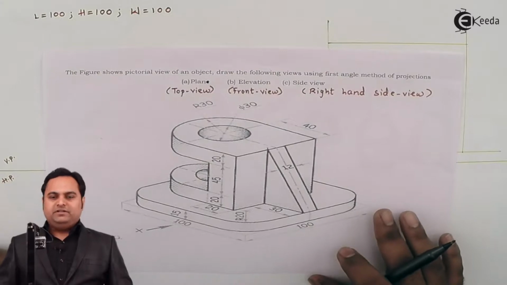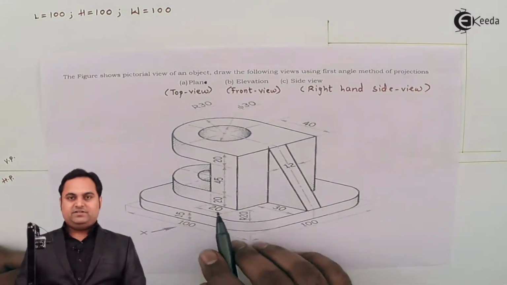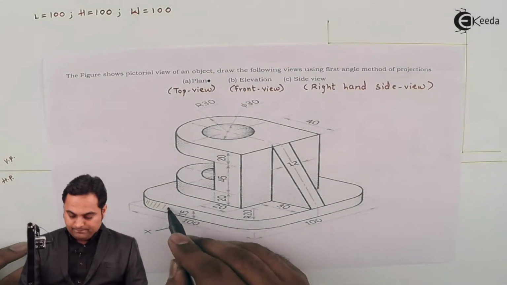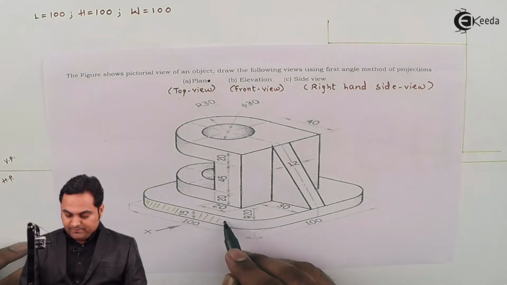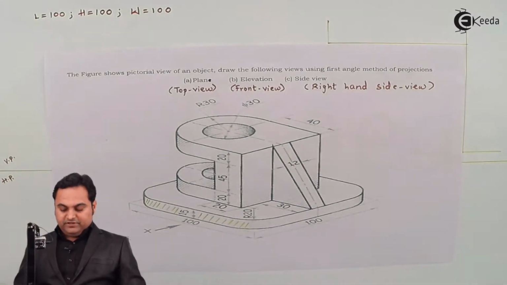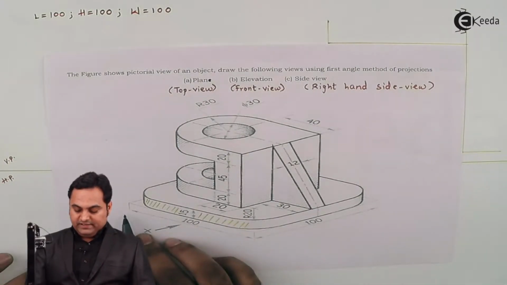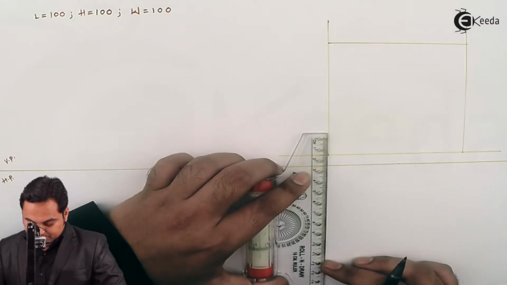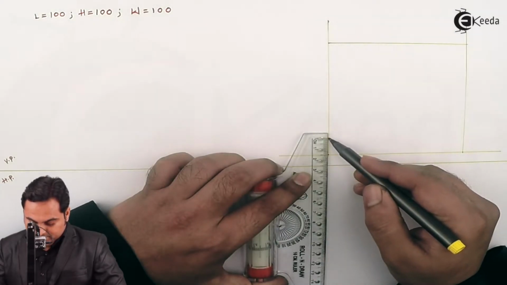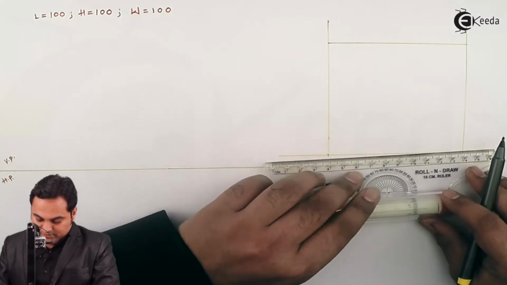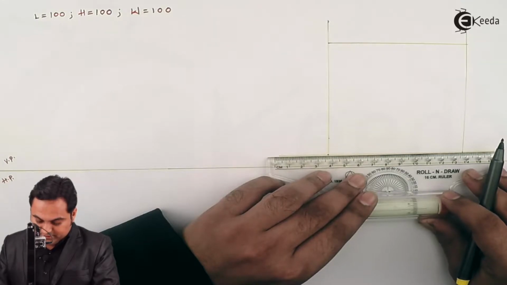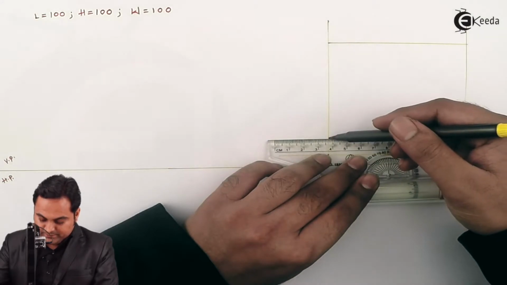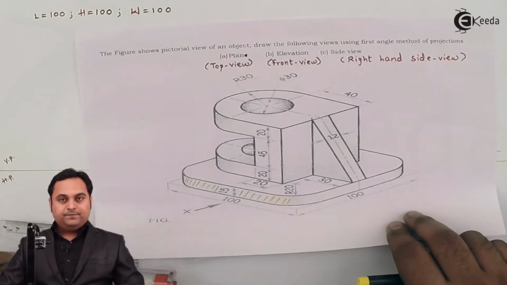Now when we look at this object from the arrow X direction, the first thing we can see is this plate, which is having a height of 15 mm. Now this plate will appear as a rectangle of length 100 and height 15. So here I will be measuring 15 mm height, and the length is already 100, so I am projecting it light so that the complete length we can get.